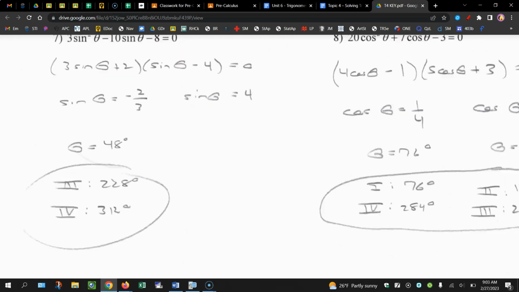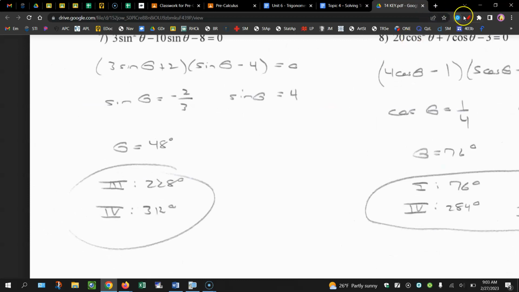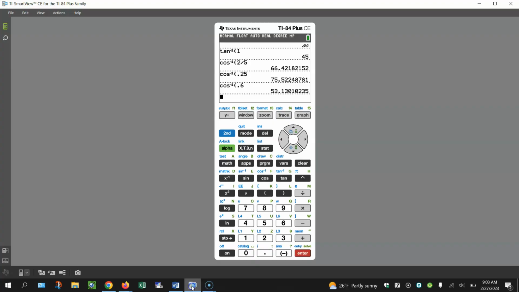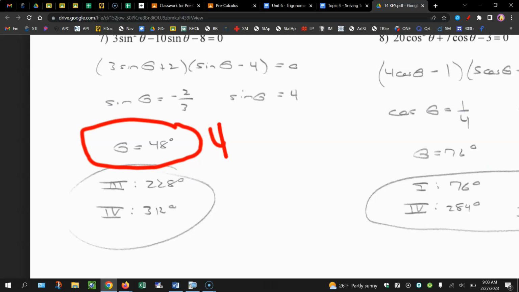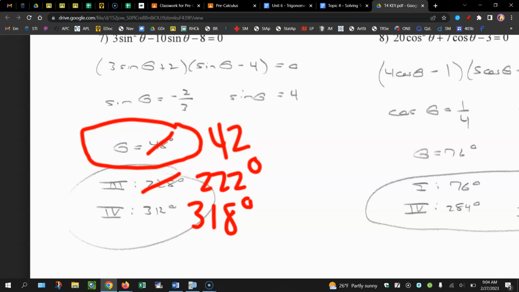I think this is the mistake. Hold on, going back to number 7, I think this is where the mistake is. Inverse, yeah, this is it. Inverse sine of 2/3 is 42, if my memory is correct. Not 40. Yeah, 42. Okay. So this should have been 42 degrees. So this would have been 180 plus 42, 222, and 360 minus 42 is 318.